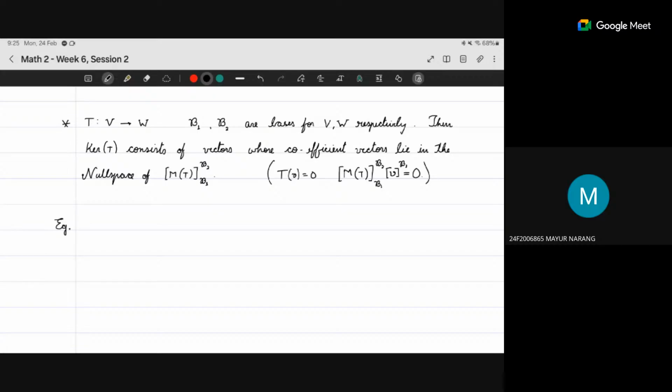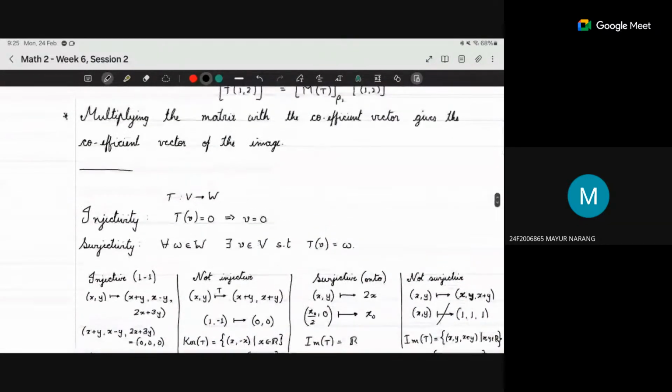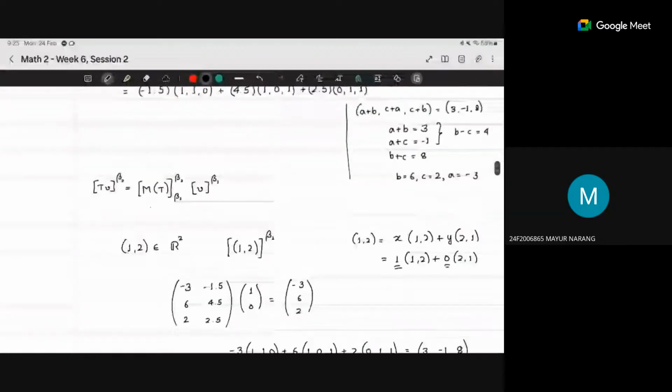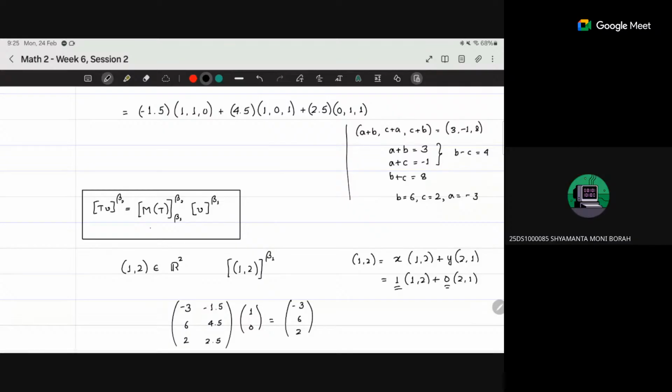What is v beta 1? v beta 1 is the coefficient vector of v. So this is what we had discussed earlier over here. So this v is also the coefficient vector of the basis beta 1. So v is a vector. v beta 1 means the coefficient vector of v in the basis beta 1.